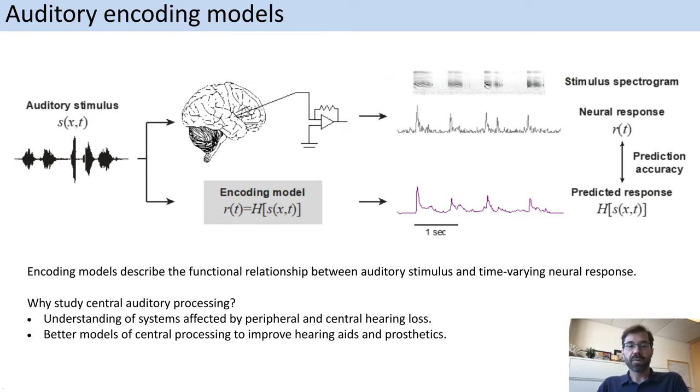And the healthy auditory system can also operate in very challenging and complex acoustic environments. And so if we have a better understanding of how the healthy brain works, we can use that to develop algorithms to have better performing hearing aids and other auditory prosthetics.